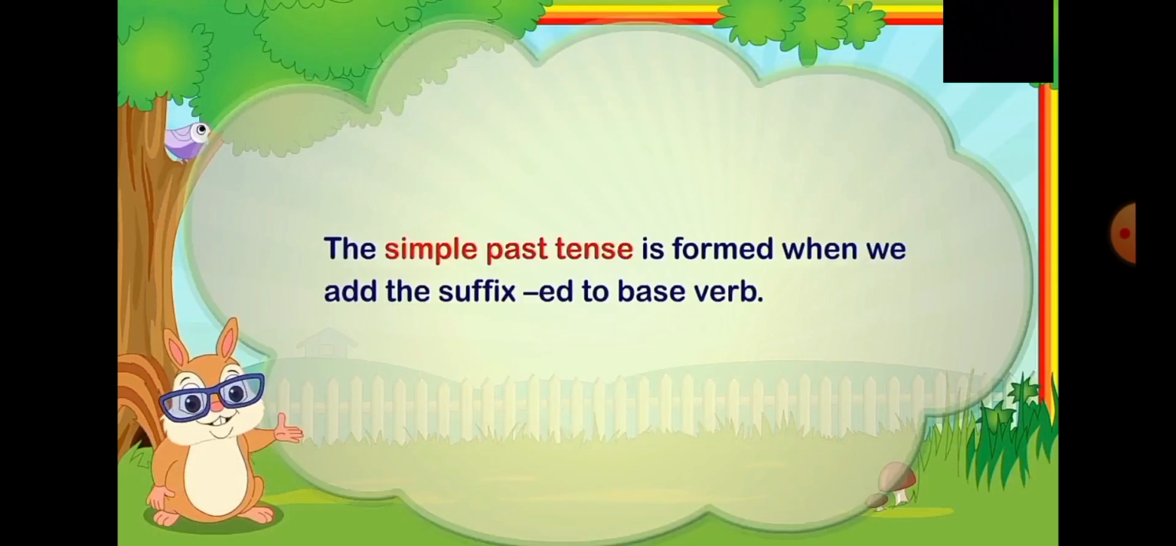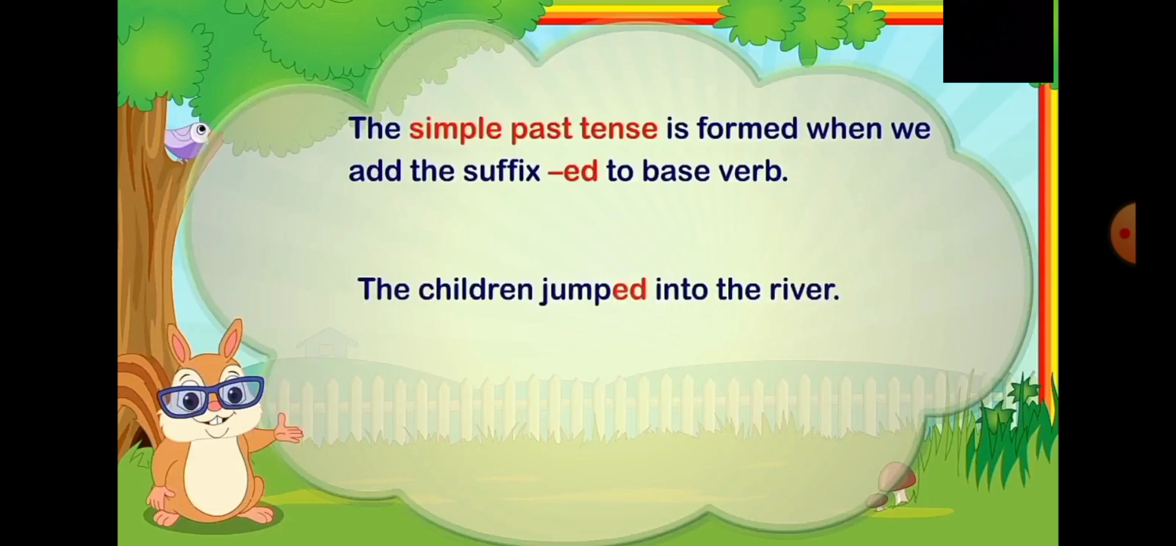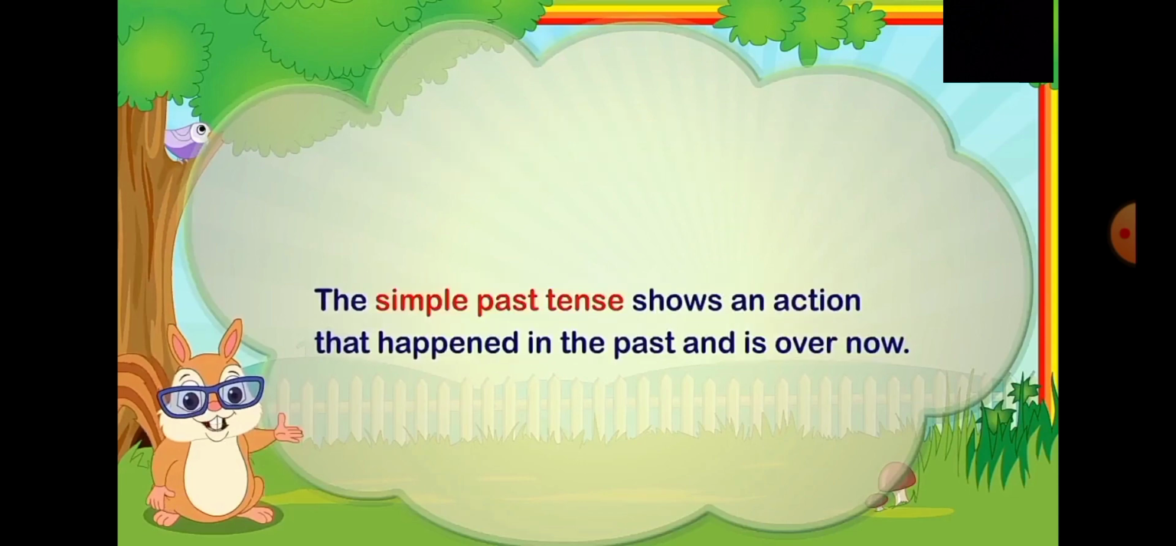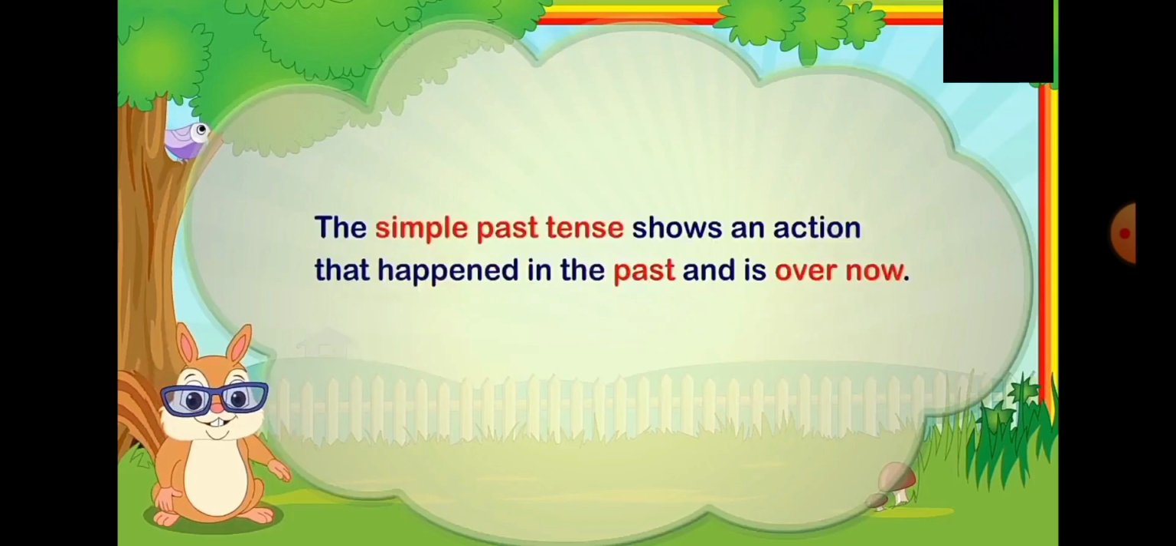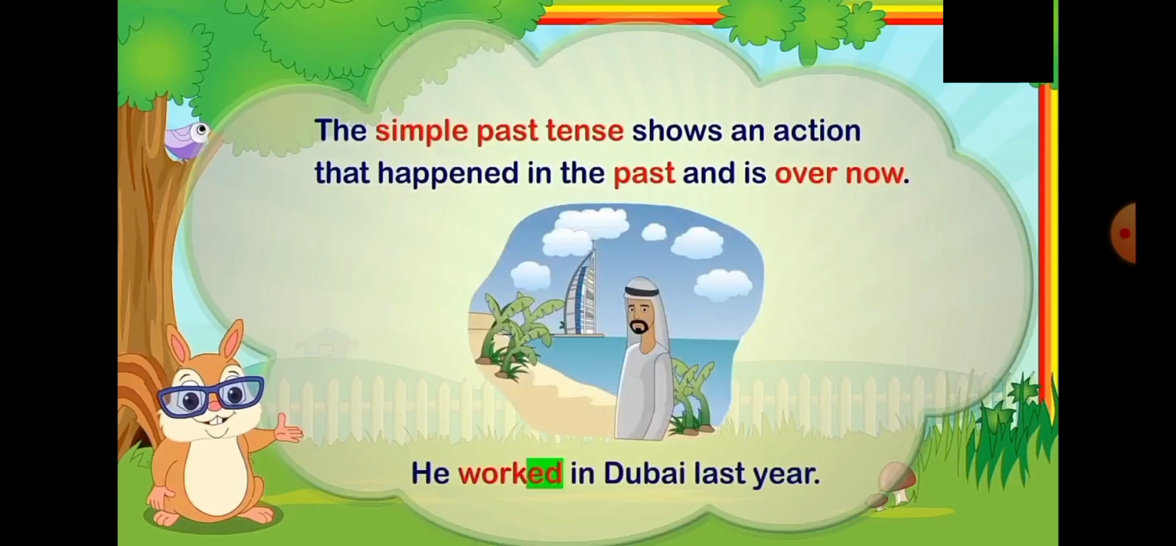The simple past tense is formed when we add the suffix ed to the base verb. Suffix means something that we add at the end. So we have to add ed to the base verb, to the original verb, when we have to make a sentence in simple past tense. For example, the children jumped into the river. The simple past tense shows an action that happened in the past and is over now. For example, he worked in Dubai last year.